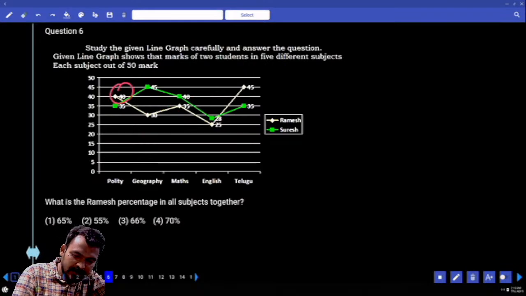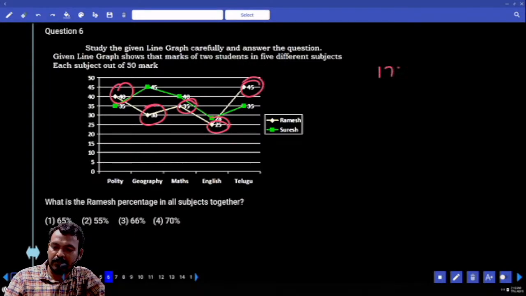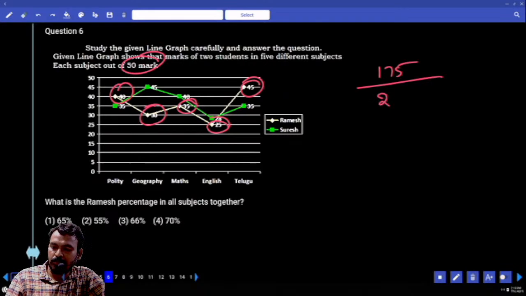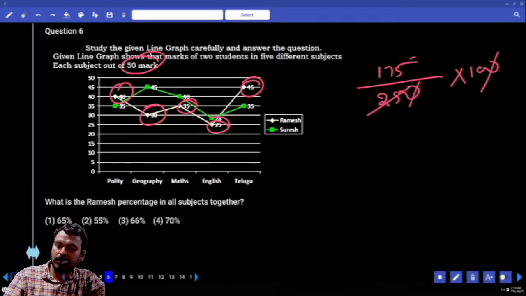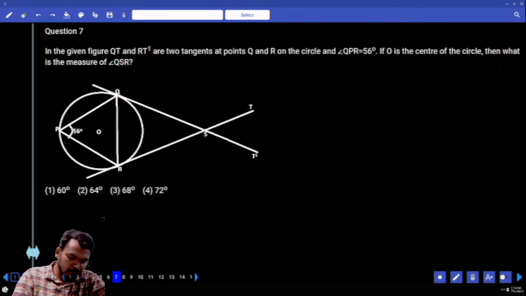Sorry, 40 plus 30, 70 plus 35, 105 plus 25, 130 plus 45, 175. Out of all the 5 subjects, each one is 50, so 5 subjects make 250, multiplied by 100. The 0 cancels, 25 goes almost 7 times. It is 70%. Next, question number 7.